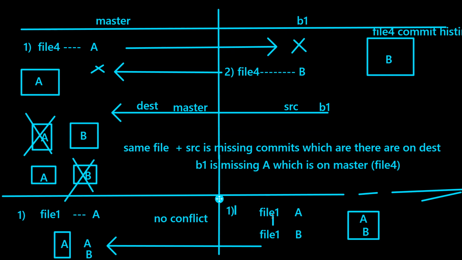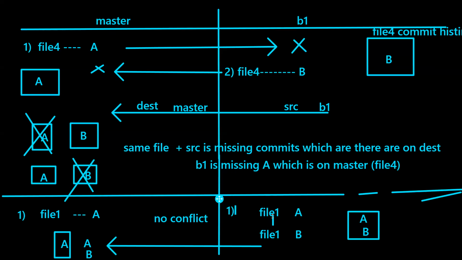Yes, you'll get everything, whatever is there in the master. Then later on, I made another commit on file 1, which is B. Now the log history of file 1 is AB on B1, whereas the commit history of file 1 is A on master. When you merge, both A and B will be merged into master. So it is not overriding anything, or ignoring anything.